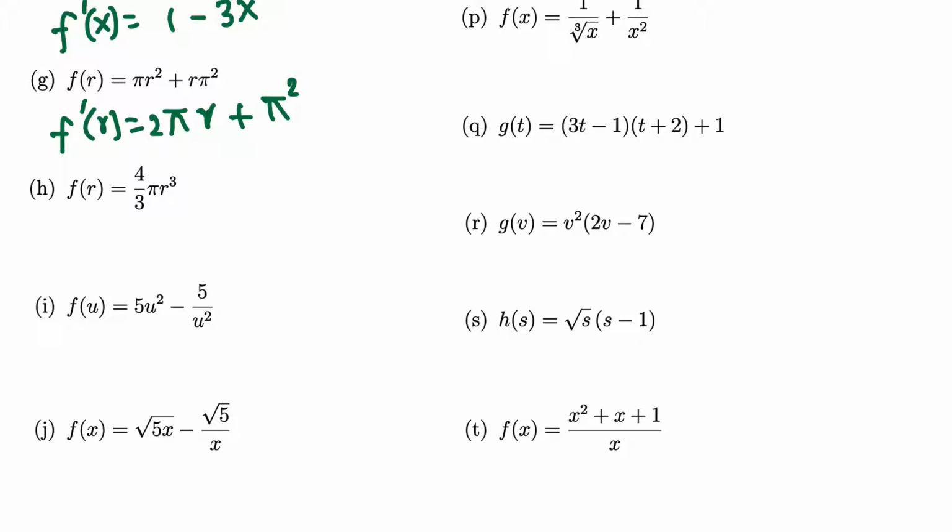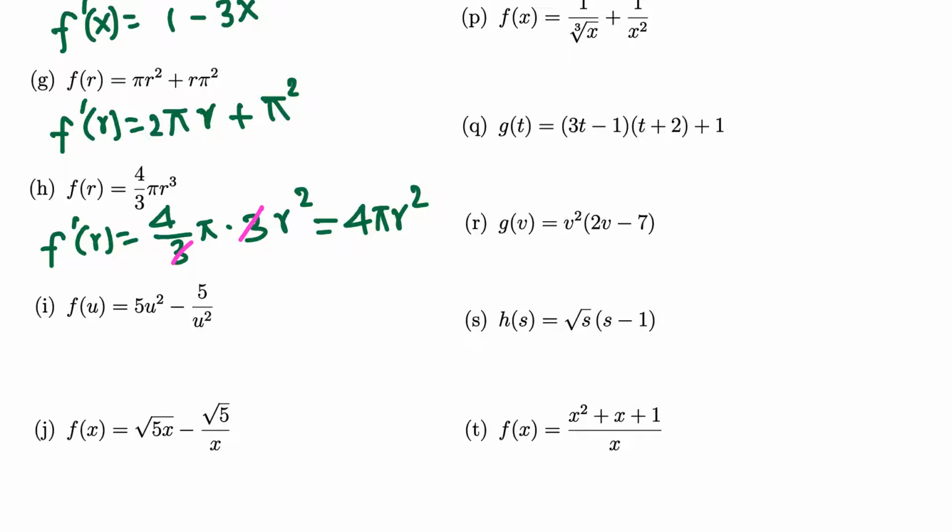In H, we got a function of r, 4 over 3 pi r cubed. 4 over 3 times pi is a constant, okay, and only r cubed is a variable, so it's like x cubed. So the derivative is 4 over 3 pi survives, times r cubed is like x cubed, so 3r squared. And we can simplify, which is not needed, but we can cancel these two, and get 4 pi r squared.